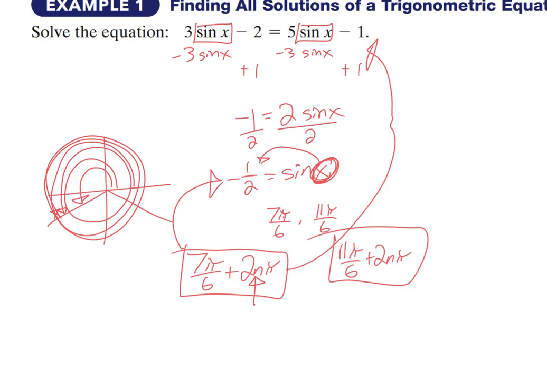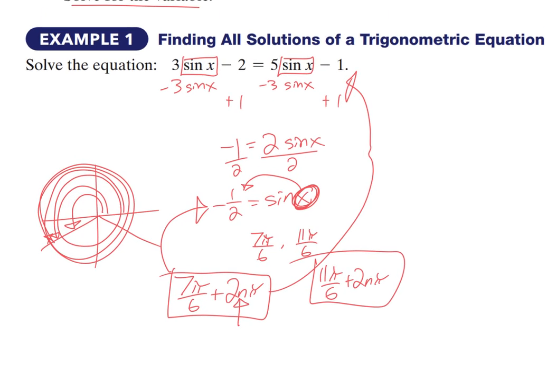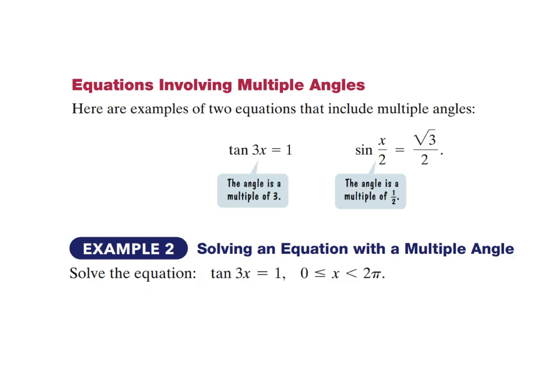Now, an important thing to note is these are all of the solutions. They're infinite solutions. Sometimes you will be told, find all the solutions between 0 and 2 pi. If that's the case, you do not have to add the 2n pi part. You just have to find the ones in the unit circle.